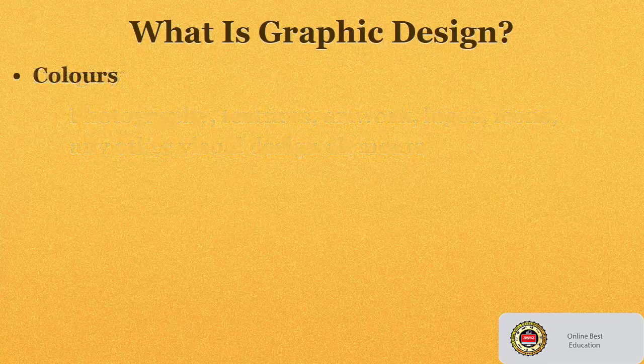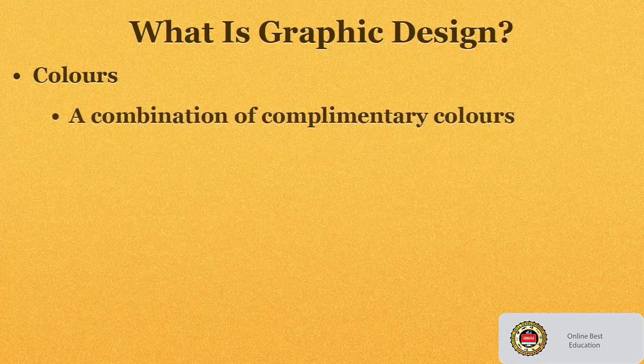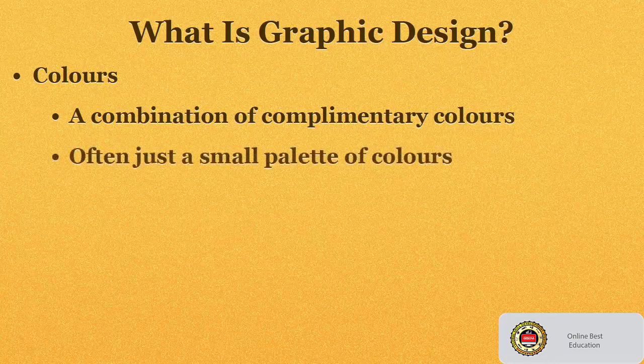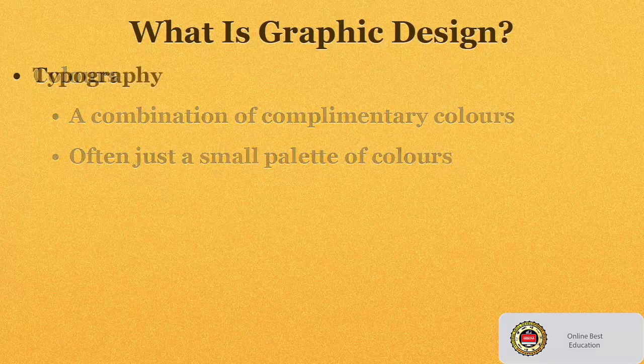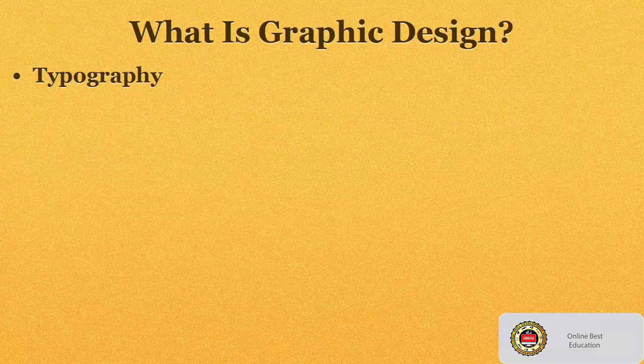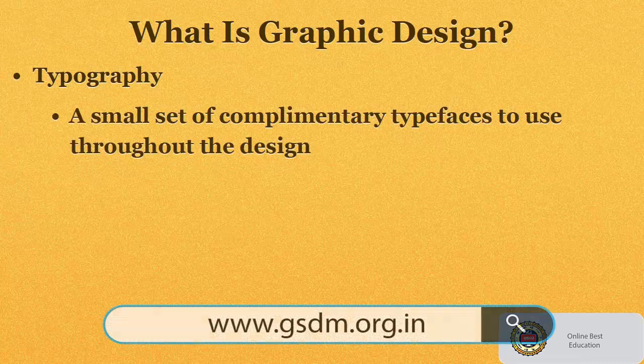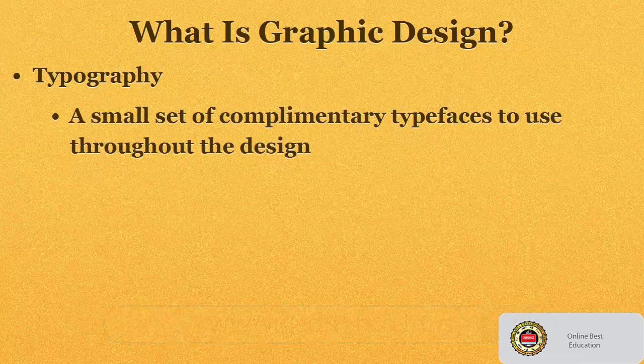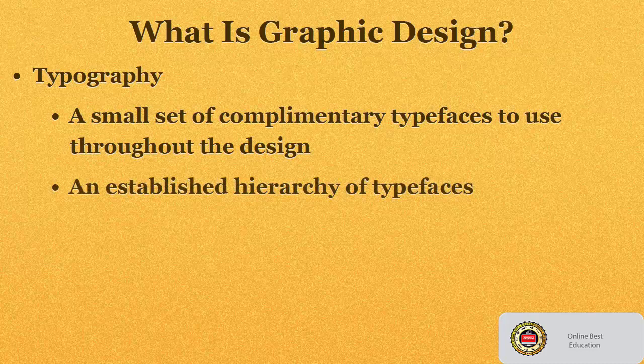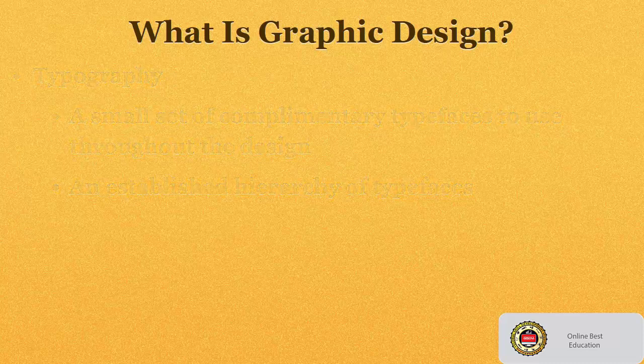Now, next we have the colors. Essentially what this is a combination of complementary colors for the design, for the layout that we're going to be working on. And oftentimes this is just a small palette or a small set of colors that we would be using. All right? And then the third one that we have is typography. Essentially what I'm referring to here is a small set of complementary typefaces to use throughout our design. And what we'll wind up doing is establishing a hierarchy of typefaces for our layout. Okay? So I hope that makes sense for you.